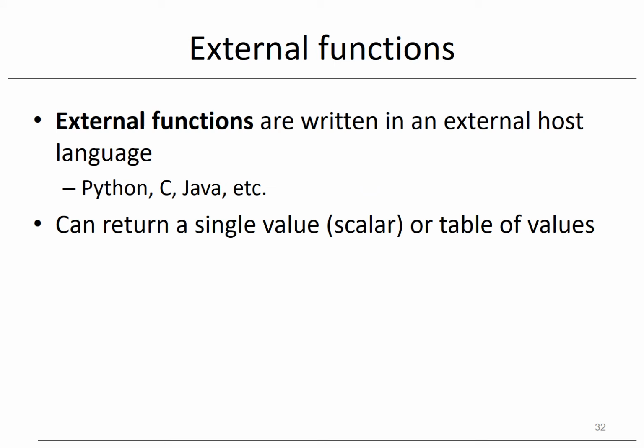External functions are written in an external host language, such as Java, C, or Python. They can return either a single value or scalar, or a table of values.